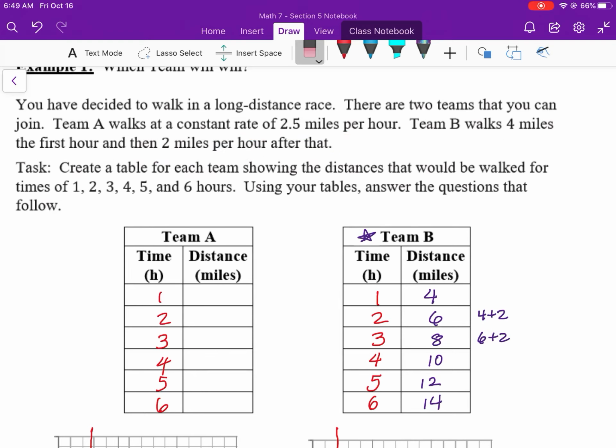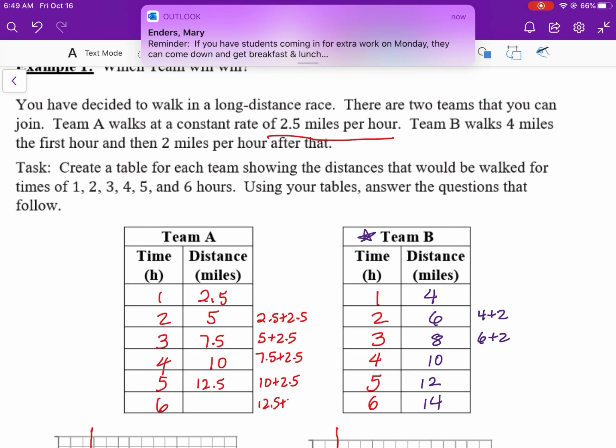Team A, they walk 2.5 miles per hour. So after the first hour, they've walked 2.5 miles. And then the next hour, they walk another 2.5. So 2.5 plus 2.5 makes 5. And then they walk another 2.5. So 5 plus 2.5 is 7.5. And then 7.5 plus 2.5 makes 10. And I did this ahead of time. Don't be amazed. And then 10 plus 2.5, this one's easy, 12.5. And then 12.5 plus 2.5 makes 15.